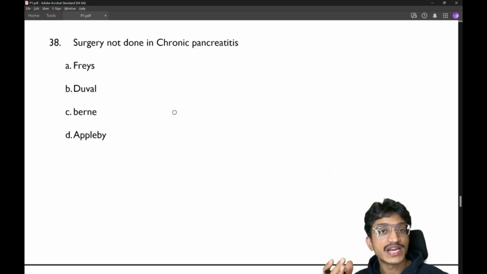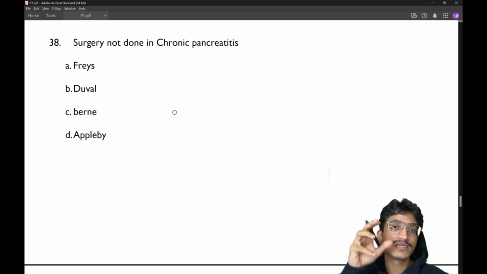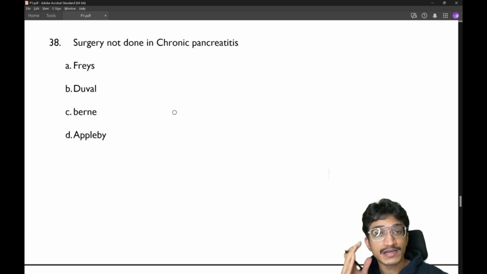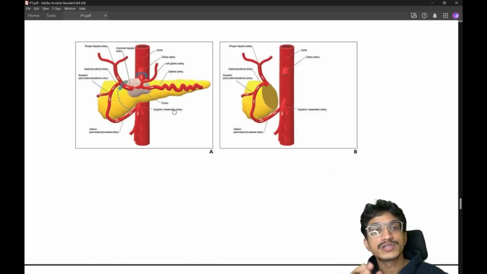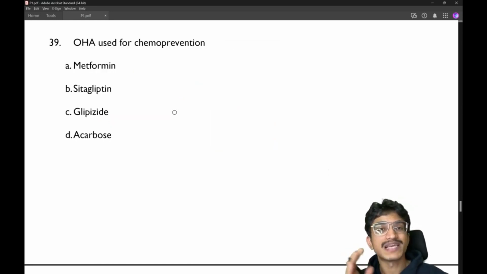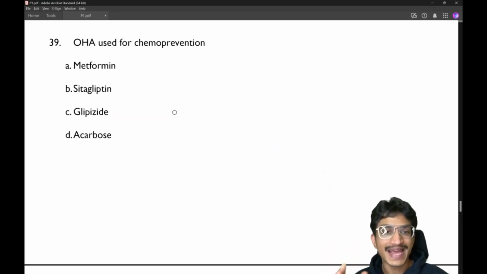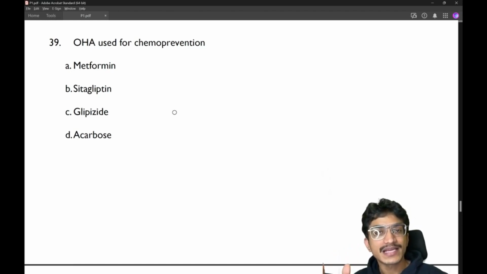All the others, that is Frey, that is a head coring with a lateral pancreaticojejunostomy. Duval is a coring of the pancreatic duct, just distal dissection with anastomosis, and Beger is a duodenum-preserving pancreatic head resection. So these are all for chronic pancreatitis. Appleby is not used for chronic pancreatitis, it is used for pancreatic cancer.